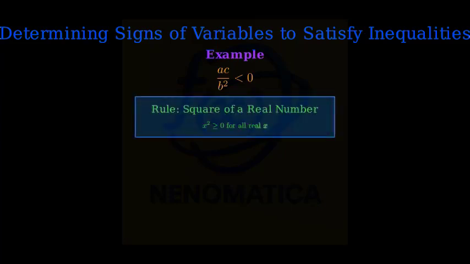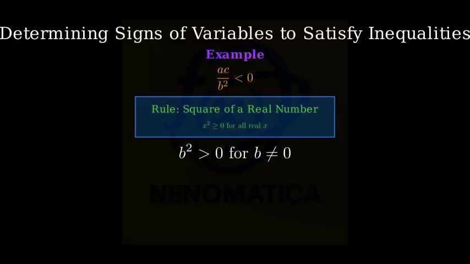Today, we're going to determine the signs of real numbers a, b, and c to satisfy certain inequalities. Let's begin with our first inequality. We want to determine the signs of real numbers a, b, and c such that ac divided by b squared is less than 0. Now, let's analyze this step by step.